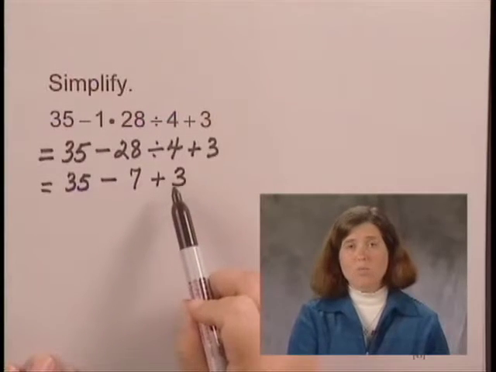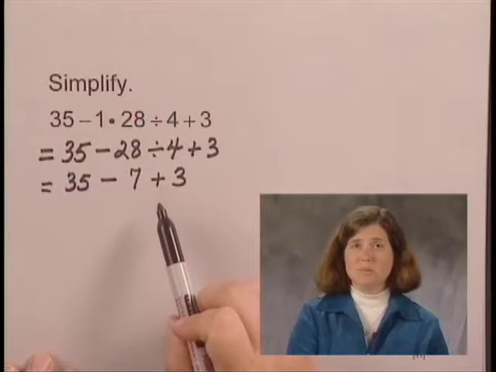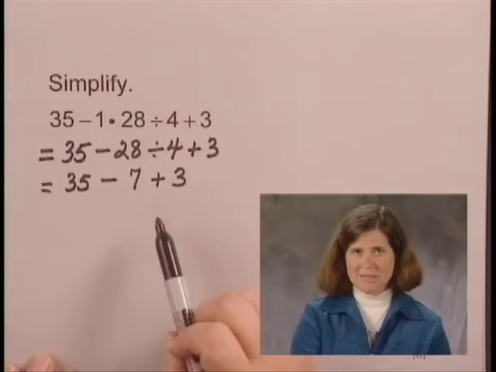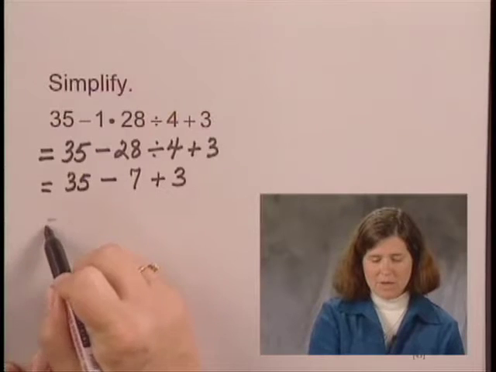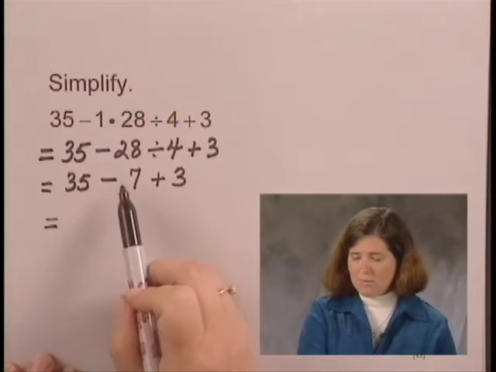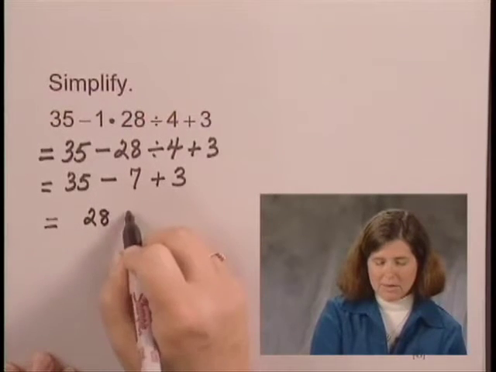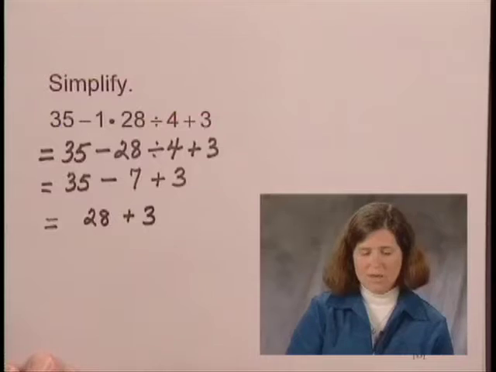As you can see, there are no more multiplications or divisions, so now I perform all additions and subtractions in order as I see them from left to right. The first operation is subtraction. 35 minus 7 is 28, and I add the plus 3.